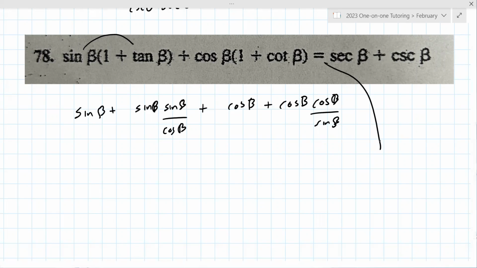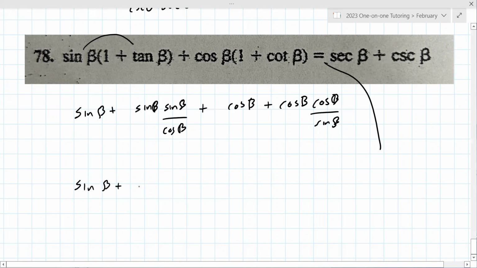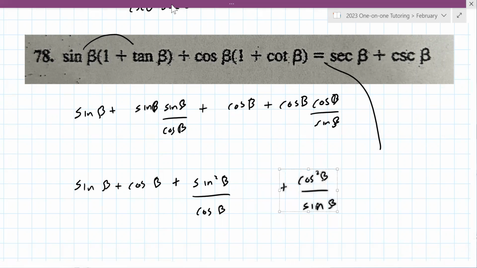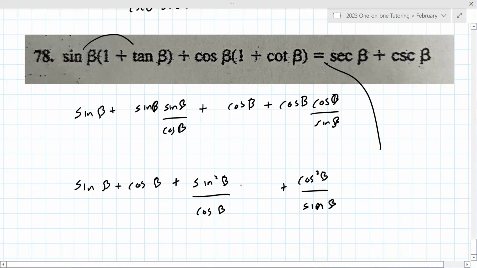So the thing that jumps out to me here is we've got a sine beta plus a cosine beta, and then sine squared beta over cosine beta plus cosine squared beta over sine beta. Now, because the last one was difference of cubes, I kind of see that we could be heading in that direction here, because you can see that if you multiply to make a common denominator here, you're going to get cubes. You're going to get sine beta, cosine beta.